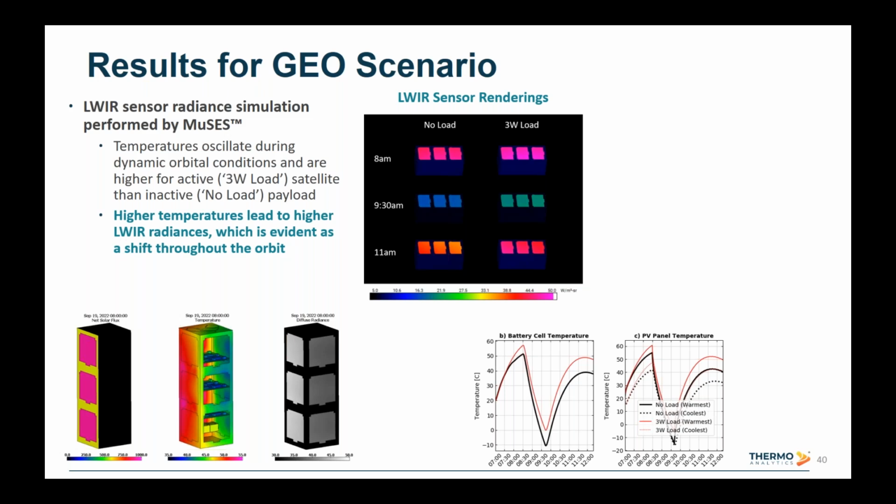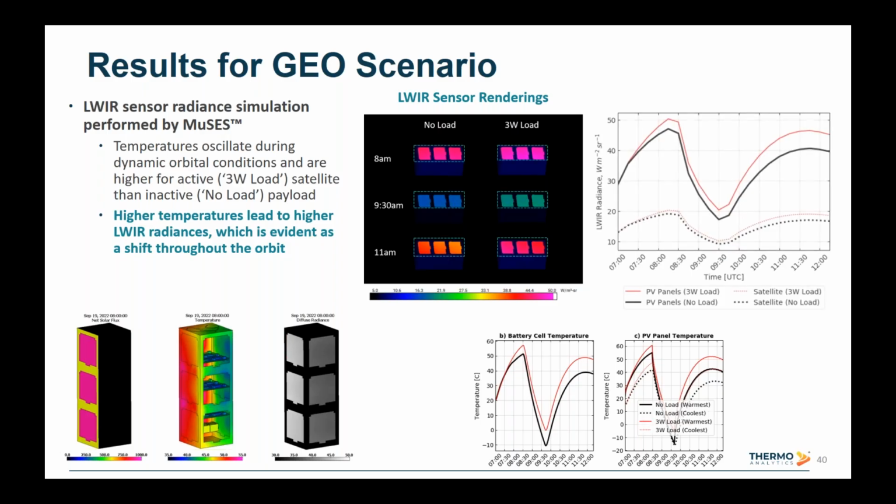The first row is at 8 a.m. in the orbit. The second one is at 9:30, and the last one is at 11 a.m. And what we see, if you compare the images left to right, is that the radiances that you see on the image on the right are higher than the ones on the left, which is what we'd expect, higher temperature leading to higher long wave radiance. We also see that the colors change as you compare the different times to each other, meaning that if we look at these over time in a transient fashion, we're going to see some sort of oscillation. And in fact, that's what we see here.